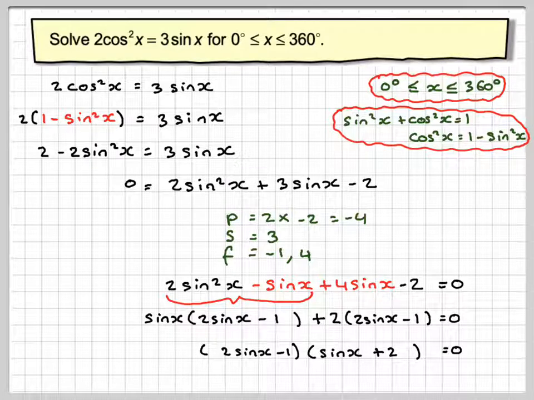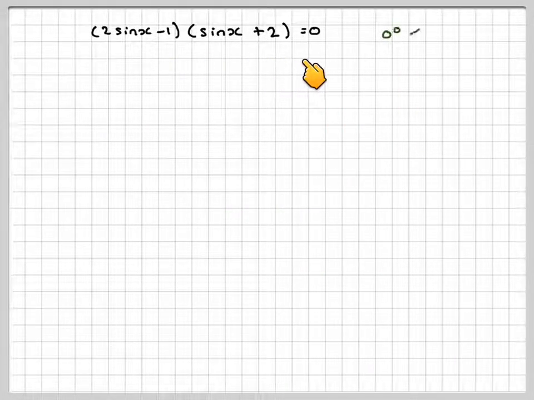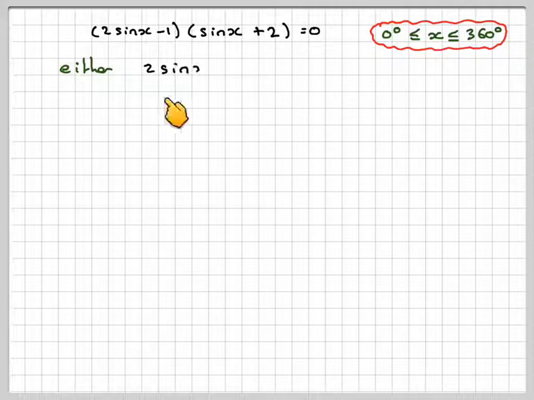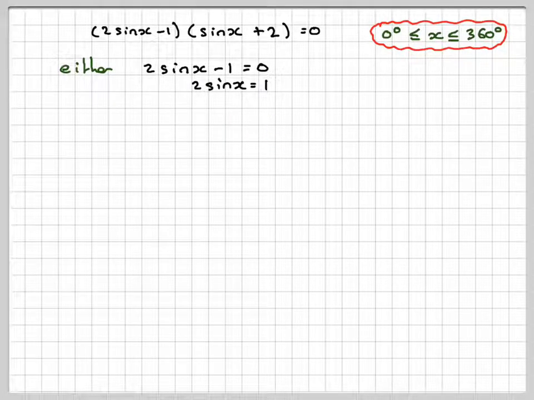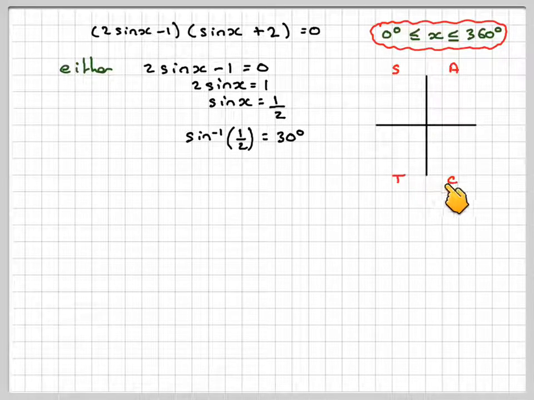Right, we're now going to find the angles for these. So right now, again, 2 sine x minus 1, sine x plus 2 is equal to 0, and for x being 0 and 360. So either 2 sine x minus 1 is equal to 0, give 2 sine x is equal to 1, sine x is equal to a half, sine to the minus 1 of 1/2 is equal to 30. Doing my CAST diagram, I want to know where it is positive.